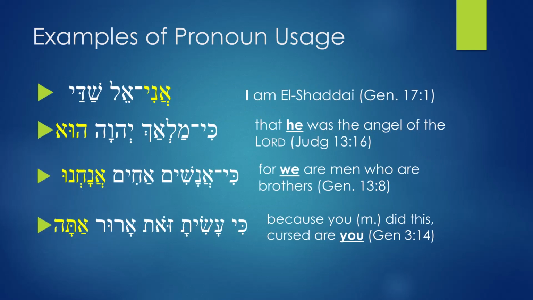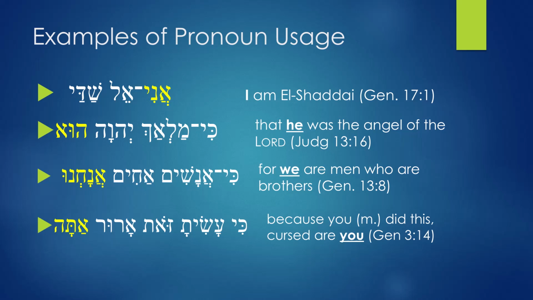Let's move on. Let's look at examples that are found in the Bible, just phrases that you can find in the Bible. Genesis 17 verse 1, we have the first one: Ani El Shaddai. El Shaddai is a title. It's not translated. That's the title of God. So the translation is, I am El Shaddai.